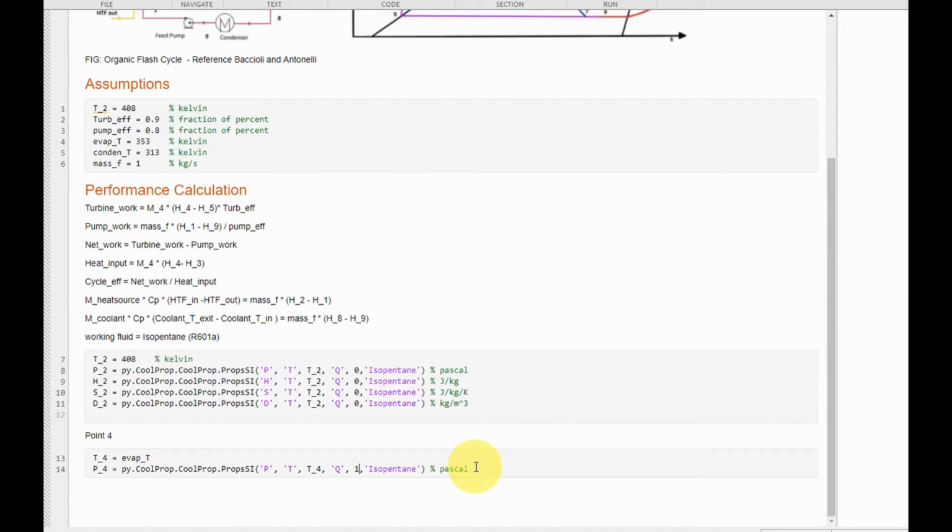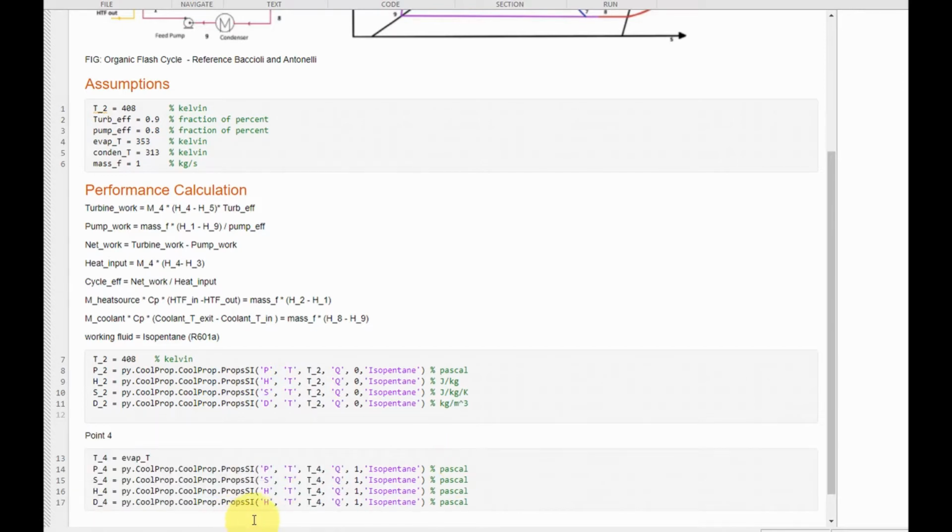Then we can go ahead to calculate the enthalpy, the entropy, and the density at point 4. So I just do the same process, and we have here H underscore 4 equals, so sorry, I have to change this to S, which is the entropy, and change this to H, which is the enthalpy, and change this to the flash evaporator temperature. And then we can as well calculate the density at point 4. And then we change this to D.